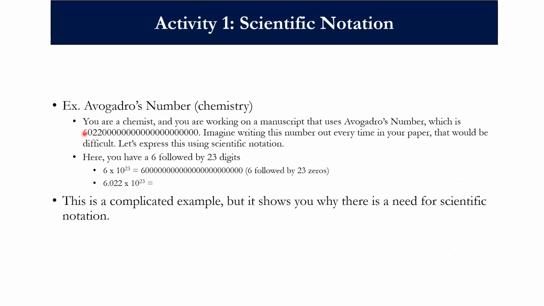So here you have a 6 followed by 23 digits. So in order to write this out using scientific notation, we would have to see how far we have to move our decimal point over. So we would go 1, 2, 3, 4, 5, 6, 7, 8, 9, 10, 11, 12, 13, 14, 15, 16, 17, 18, 19, 20, 21, 22, 23. So now we would have that one significant value before the decimal point, and it would be written as 6.022 times 10 to the 23rd power. So this really is just a good example to illustrate why we need to utilize scientific notation.